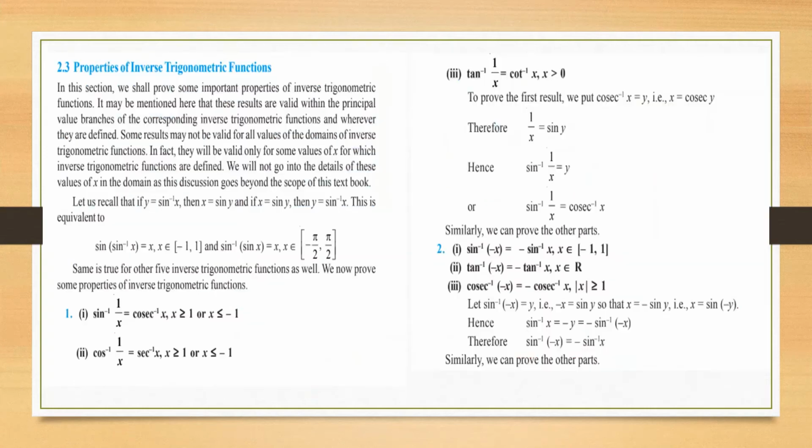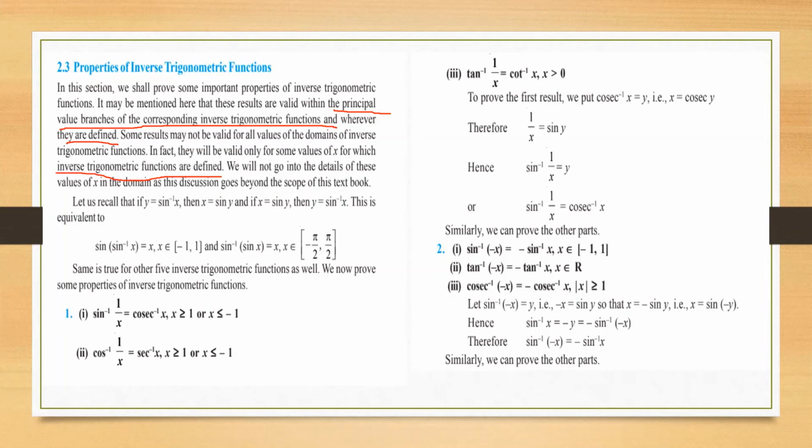Properties of inverse trigonometric functions. In this section, we shall prove some important properties of inverse trigonometric functions. It may be mentioned that these results are valid within the principal value branch of the corresponding inverse trigonometric functions and whenever they are defined. Some results may not be valid for all values of the domains of inverse trigonometric functions. In fact, they will be valid only for some values of x for which the inverse trigonometric functions are defined. So this needs to be taken into consideration.